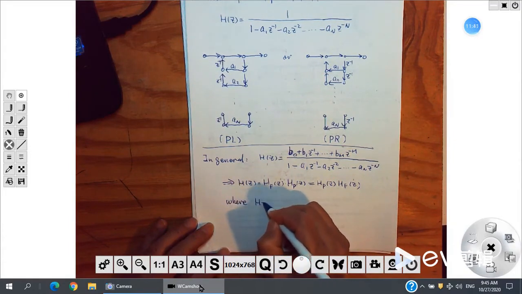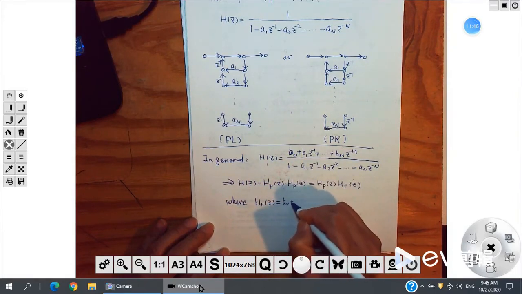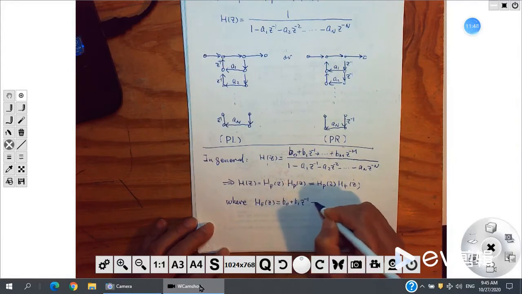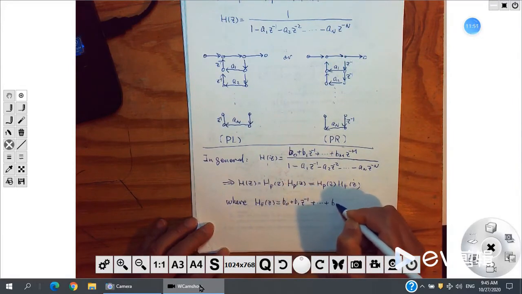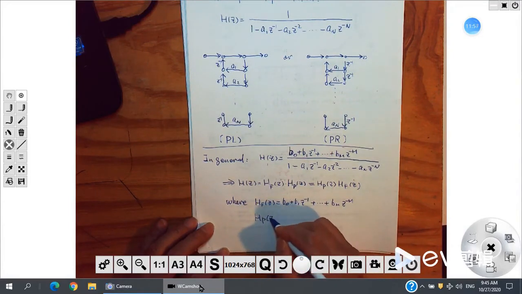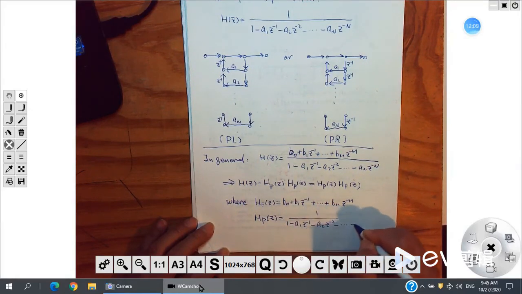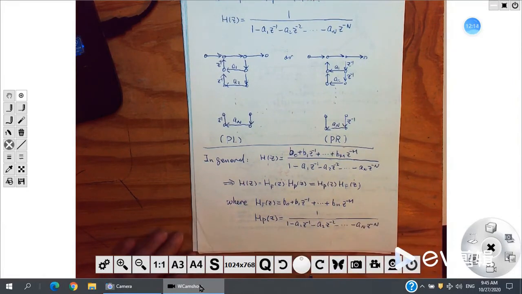Where H of the FIR filter is just a numerator: B0 plus B1 z to the negative 1 plus until BM z to the negative M. And for the all-poles filter, this is 1 over 1 minus A1 z to the negative 1 minus A2 z to the negative 2 minus until minus AN z to the negative N. We write it this way.